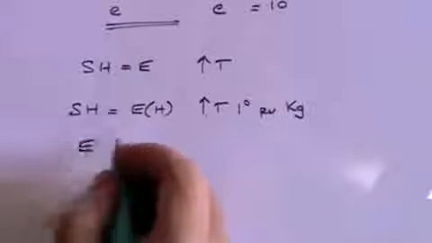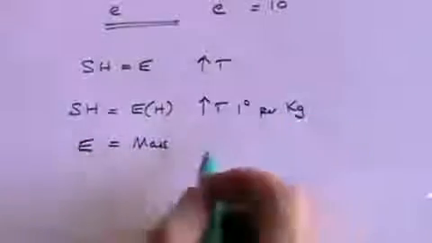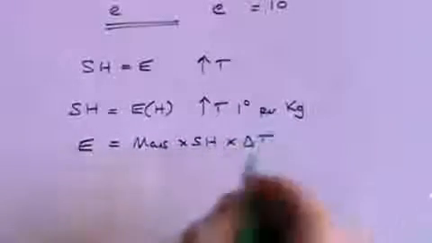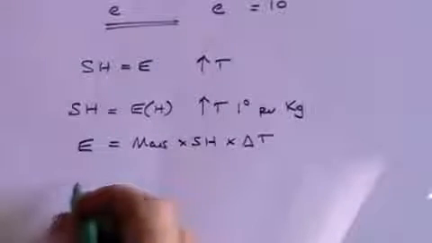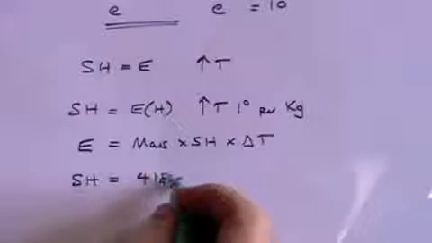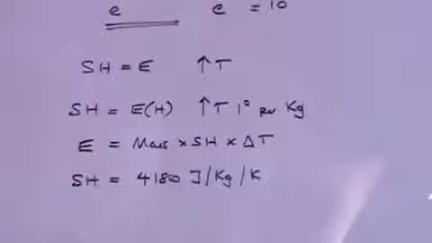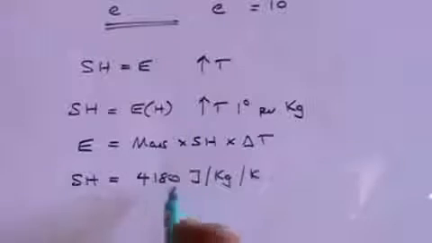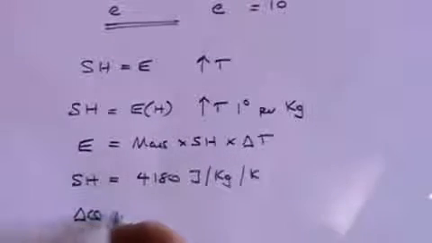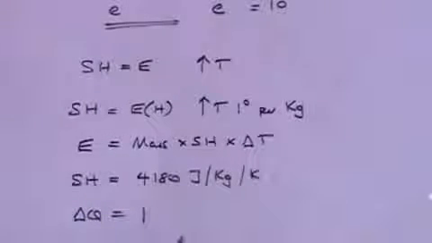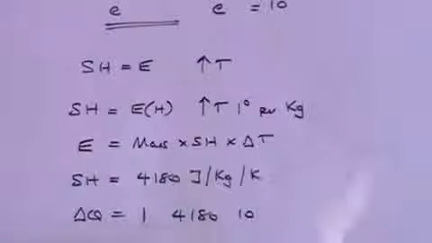So essentially, the specific heat or energy is equal to the mass in kilograms times the specific heat times the change in temperature that you want to achieve. The specific heat of water, for example, is 4180 joules per kilogram per degree Kelvin. So if you want to raise 1 kilogram of water by 10 degrees, you need to put in 10 times this amount. In other words, the total energy or the total heat that you need to put in is the mass, which is 1 kilogram, times the specific heat, which is 4180, times the temperature change, which is 10. So you'd need to put in 41,800 joules of energy or heat in order to raise 1 kilogram of water through 10 degrees.